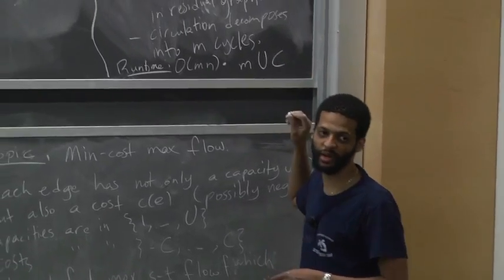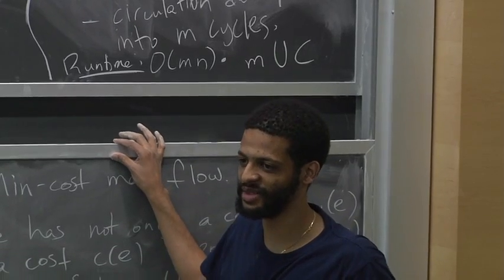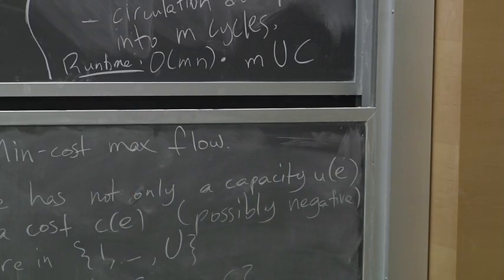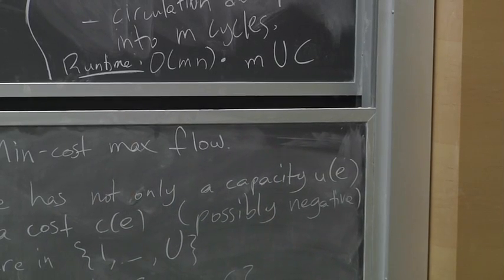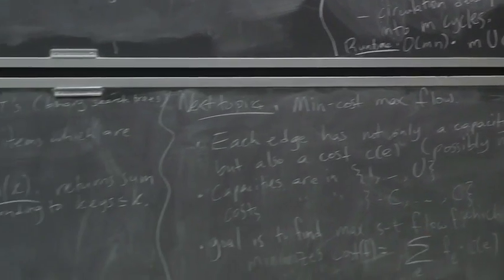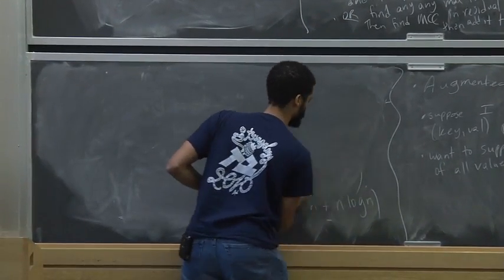So this is a pseudo-polynomial time algorithm. Kind of like the Ford-Fulkerson of min-cost circulation. Okay. So let's try to do better. Before I do better, I want to define something.